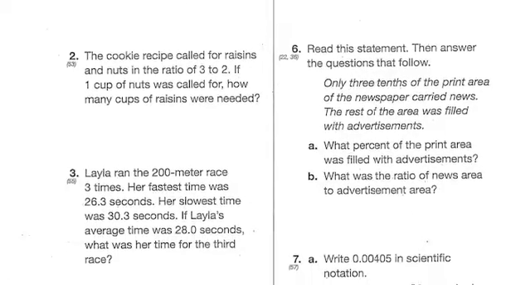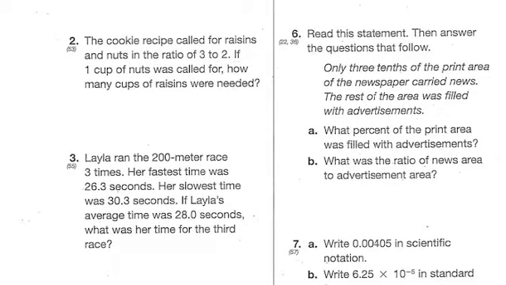The cookie recipe called for raisins and nuts, the ratio of 3 to 2. If 1 cup of nuts is called for, how many cups of raisins were needed? So our answer before we go any farther is 1.5 cups. If you did not get that, go back and rework it. So we have a ratio of raisins, there's an R, to nuts, and the ratio is 3 to 2. So for every 3 raisins we have 2 nuts. Now it tells us that we have 1 cup of nuts.